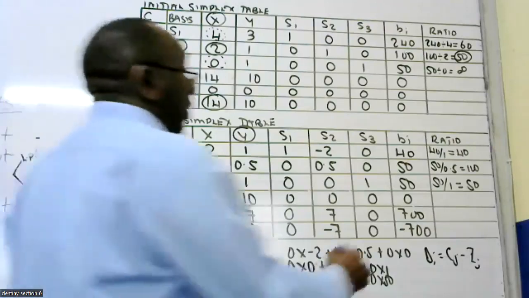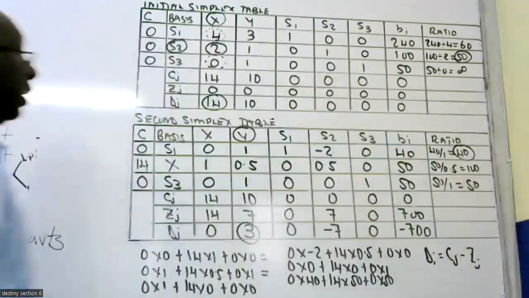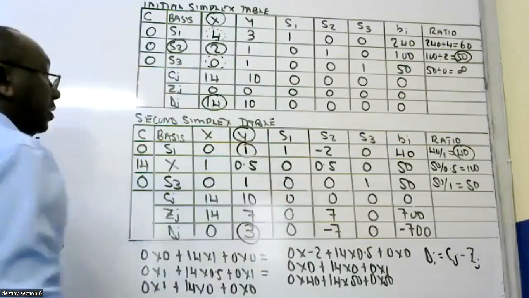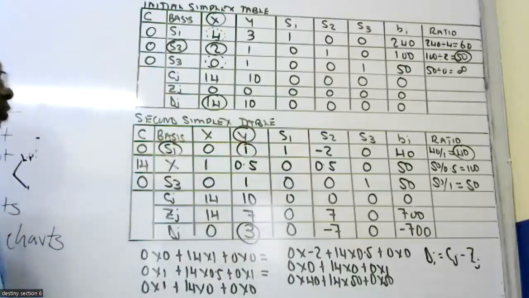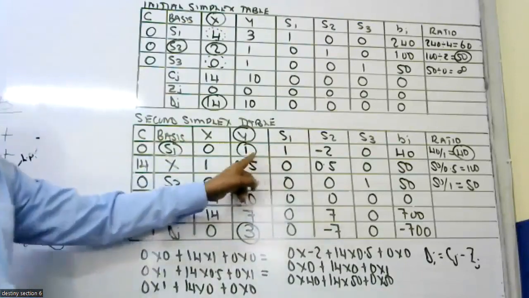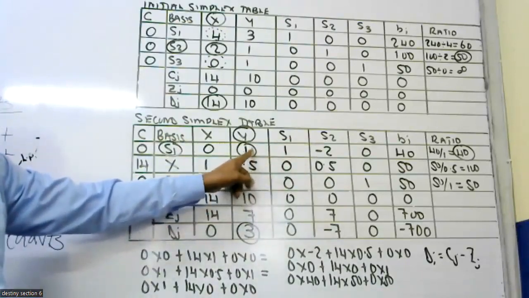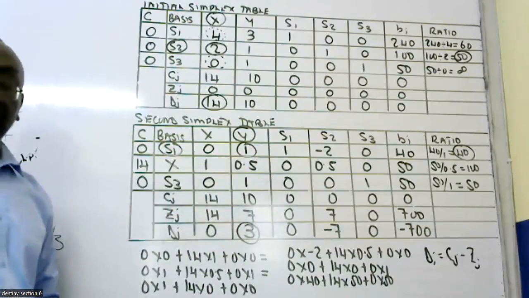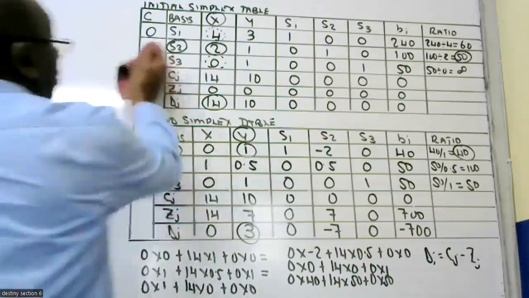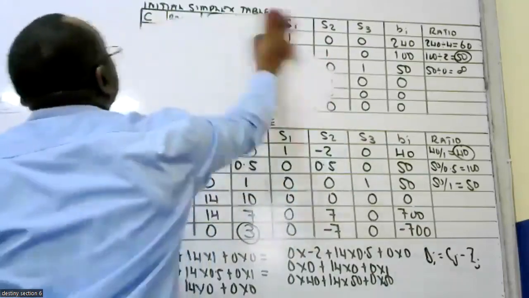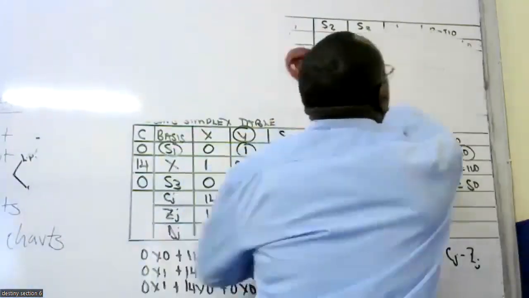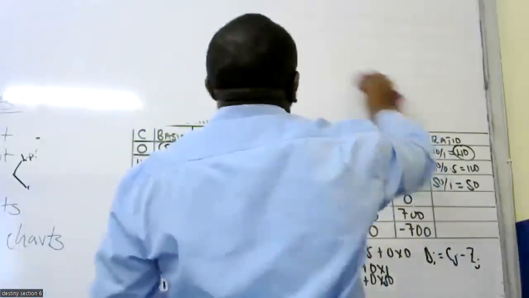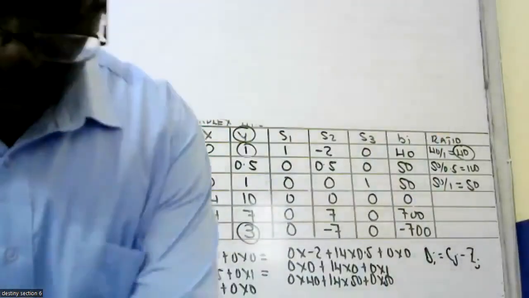So we take the lowest, this one. And when you take the lowest, this one becomes your key element, and this becomes the outgoing. So we need to design another table.